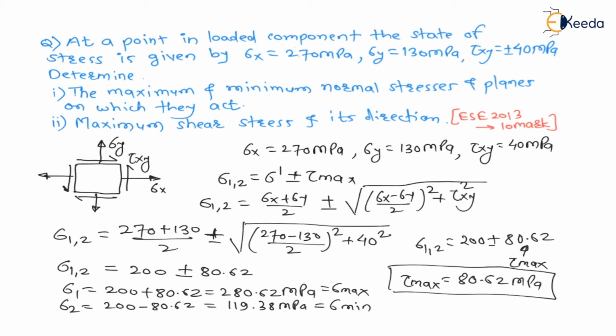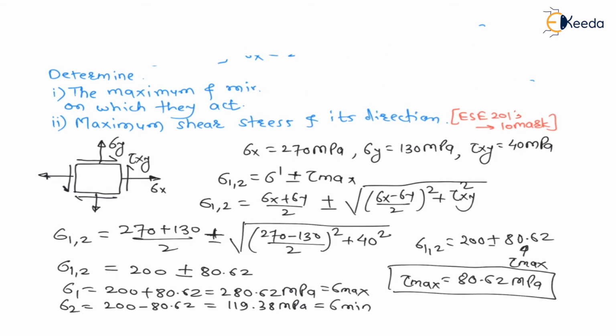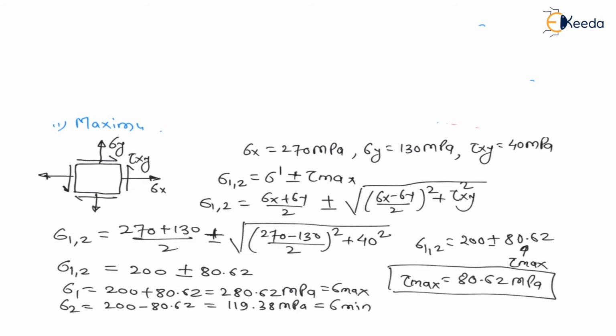Now first of all, we have calculated principal stresses sigma 1 and sigma 2. Now we will calculate the plane on which they are acting, the plane on which these principal stresses are acting. These also we have to calculate, right? Therefore we will calculate the planes on which sigma 1 sigma 2 is acting, as well as the plane on which maximum shear stress is acting.